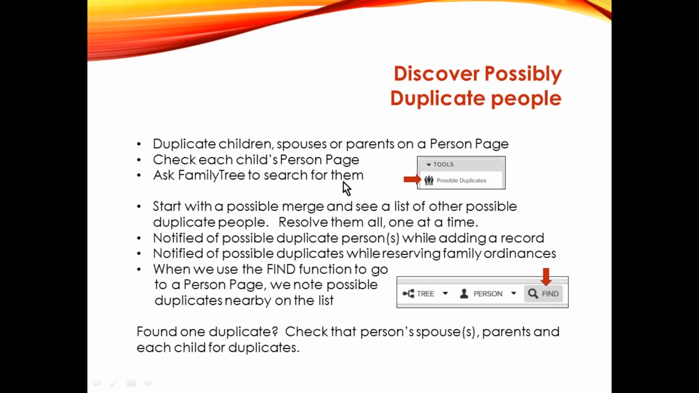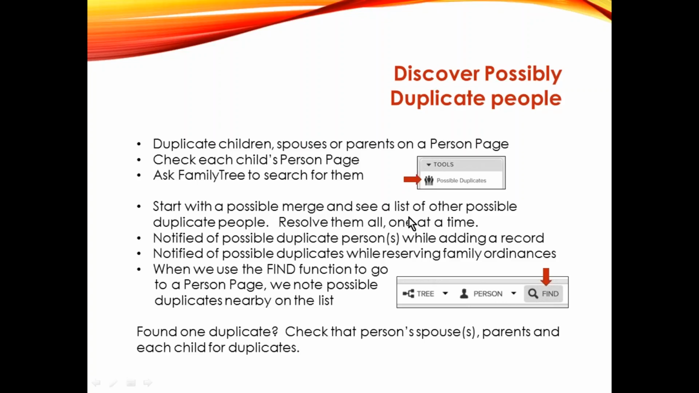We ask Family Tree to search for possible duplicates by going to the Tools box and clicking on possible duplicates in summary. That's one way to find them. That's the most common way to find them. It's not the most effective way to find them, in my opinion.